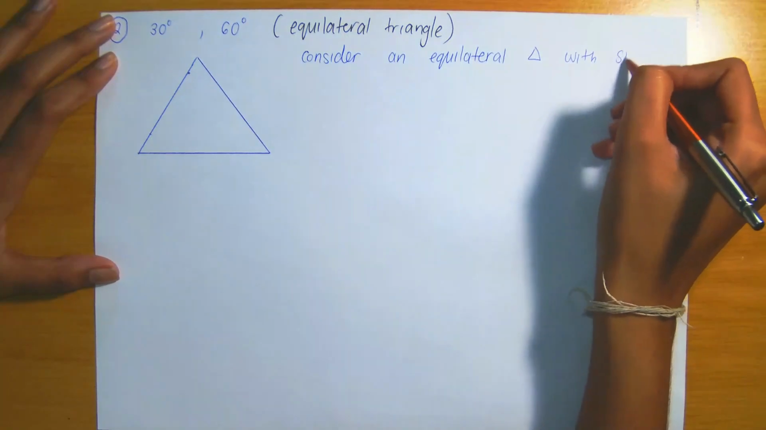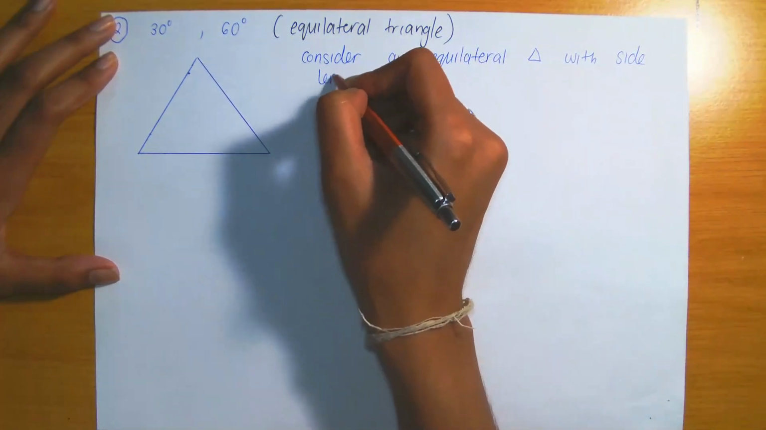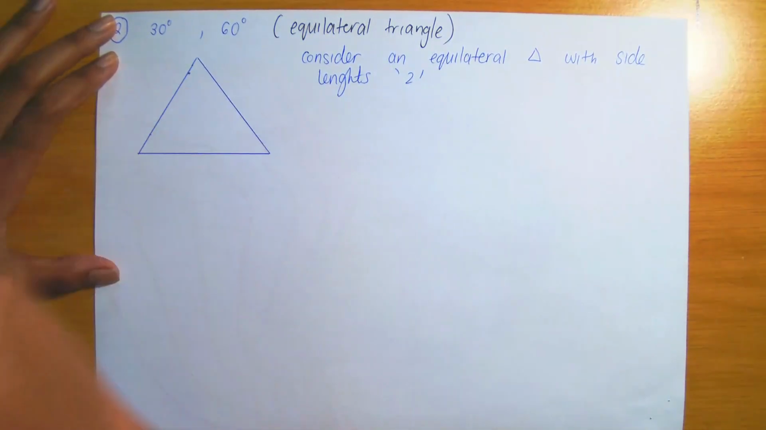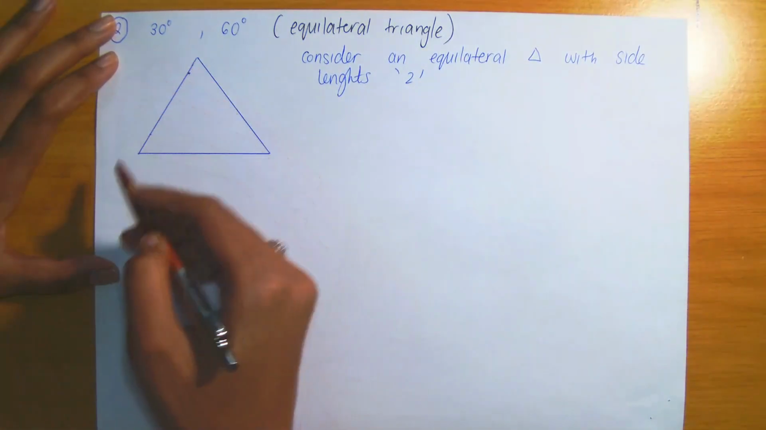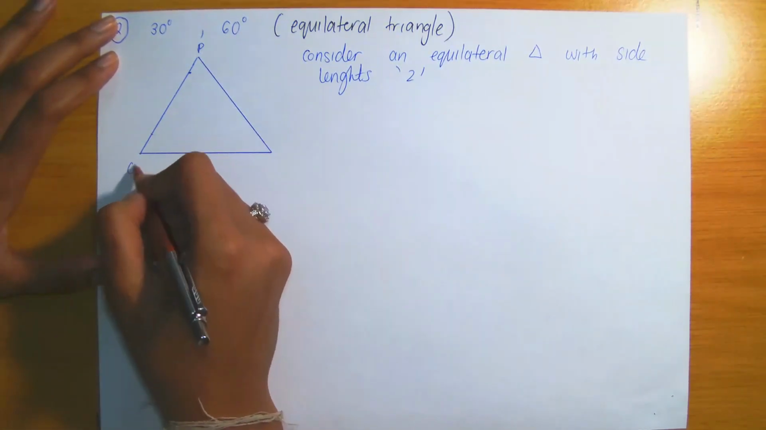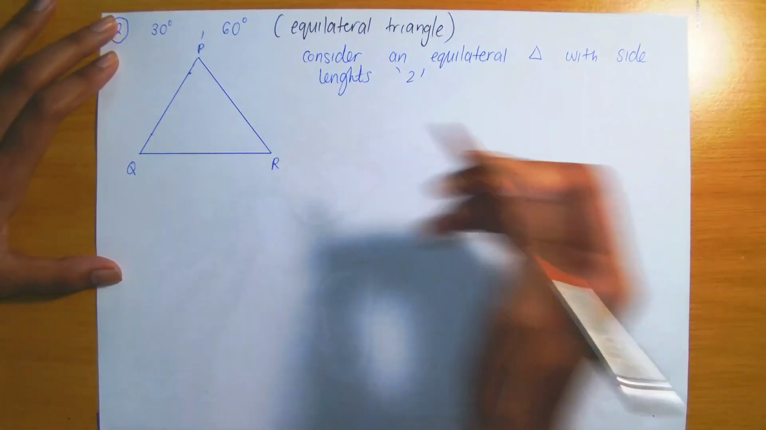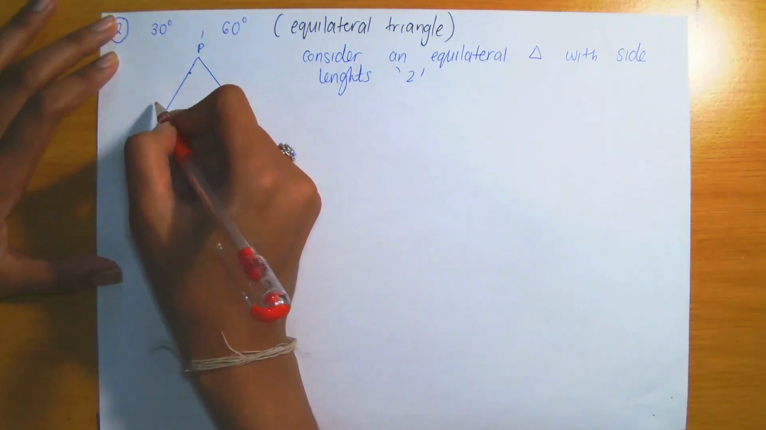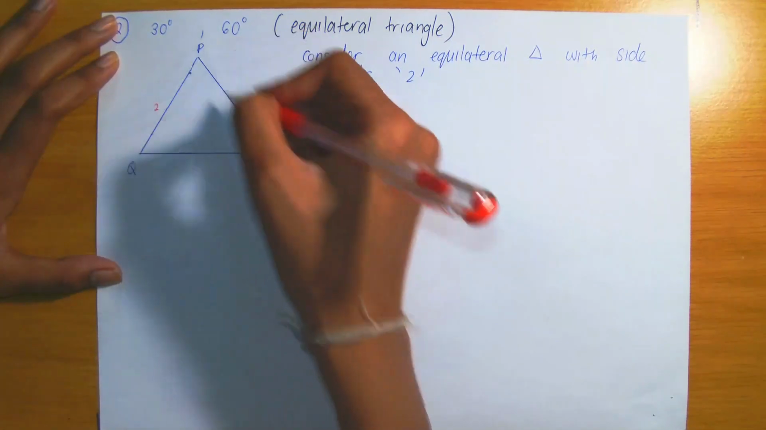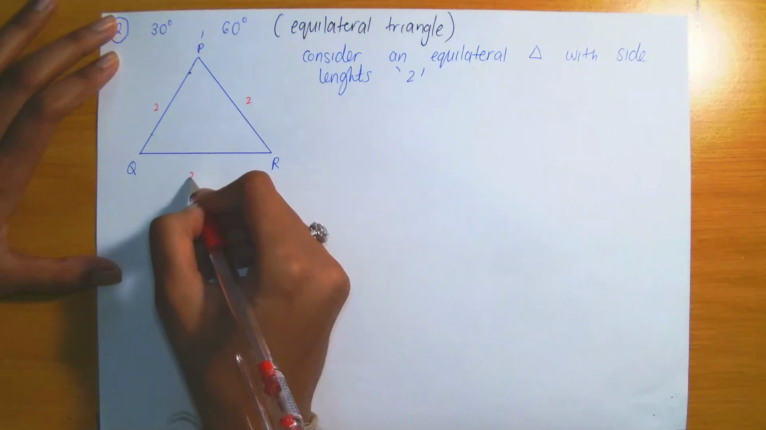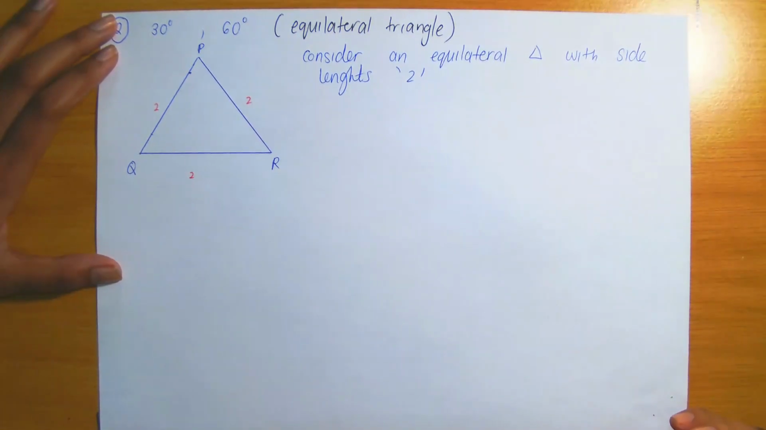with side lengths 2. If I had to label the vertices of this triangle, let me call this P, that Q, and this R. Since we have side lengths 2, that means the length of PQ is 2, the length of PR is also 2, and the length of QR is also 2. So we have that in place.